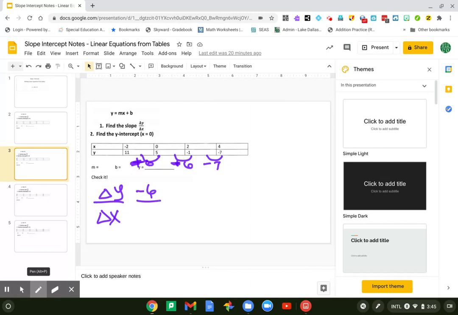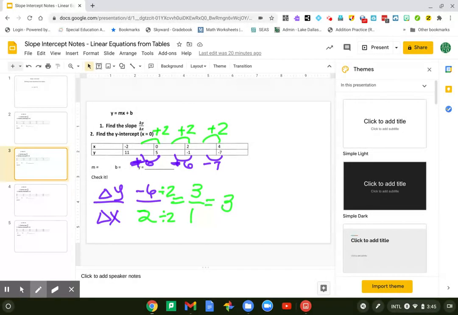And then what's happening with my x's? My x is increasing by 2, by 2, by 2. So it's increasing by 2. A negative divided by a positive is going to give you a negative. So my change in y over my change in x, I've got to simplify. When I divide these by 2, I get 3 over 1, which simplifies to 3.